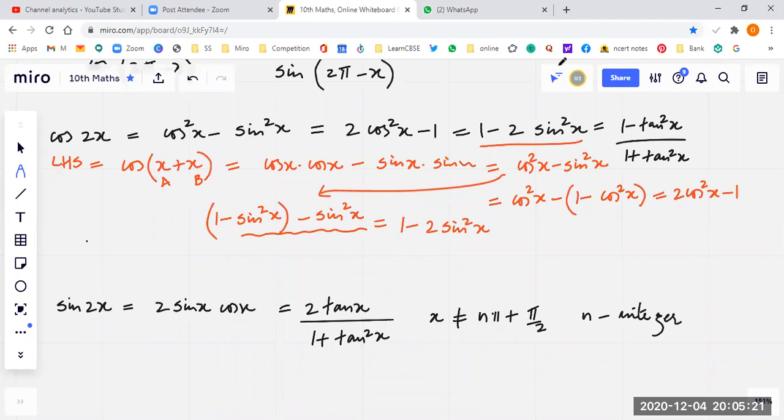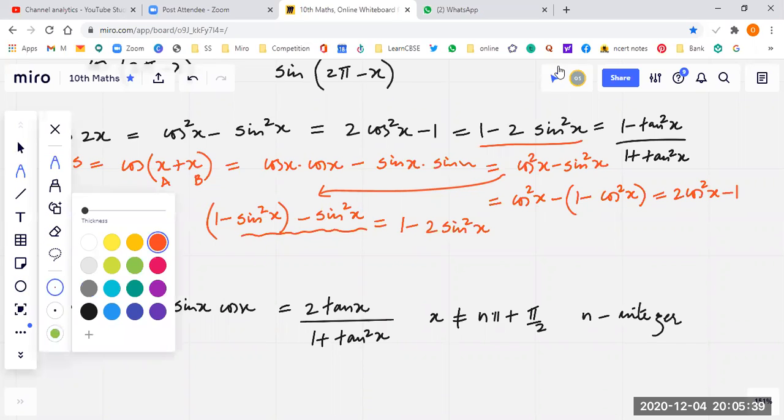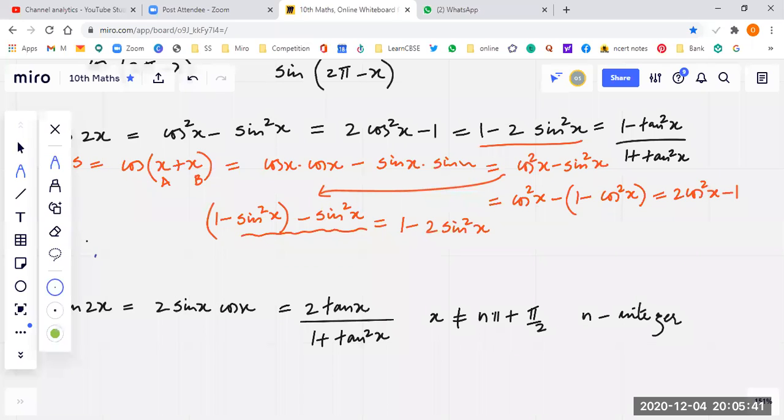All right. So how can we prove that this is equal to 1 minus tan square x divided by 1 plus tan square x? How do we do it? So you see that, I'll change the color so you understand better. Okay, so see that, cos 2x is equal to cos square x minus sine square x. We have just proven that, right?